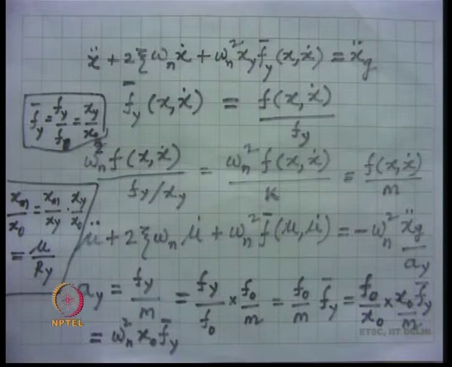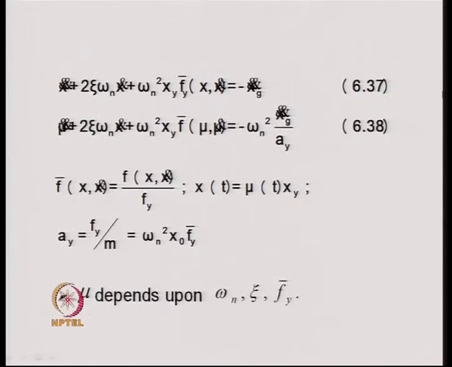Next we define the value of mu, that is x t over here. x t can be written as mu t multiplied by x y. So, that is the definition of the ductility at any instant of time t, that is how much the displacement can take place over and above the yield displacement. Therefore, x t in this particular equation can be written as mu t into x y.